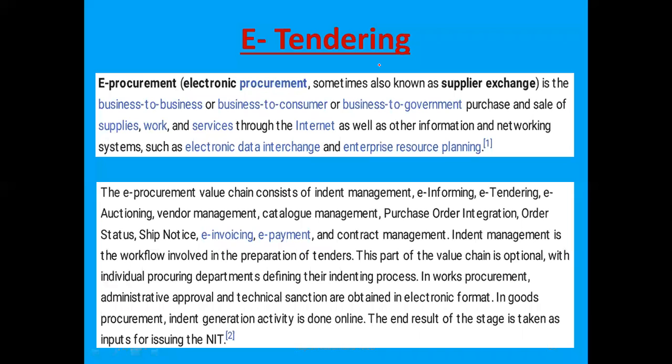The e-procurement value chain consists of intent management, e-informing, e-tendering, e-auctioning, vendor management, catalog management, purchase order integration, order status, ship notice, e-invoicing, e-payment, contracting management. So all these are terms related to the business. What is the meaning of e here? Everything happens through electronic media.